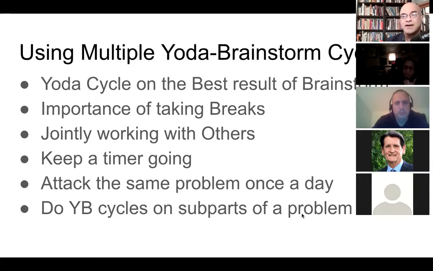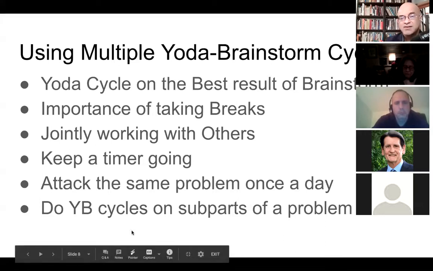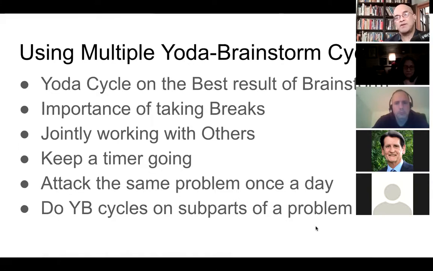The other point that Kevin was making is that you can bring these cycles to bear on subparts of the problem. Many times, for example, if I'm saying, okay, how should I expand the meetups in 2021? I have 4 or 5 different things I'm doing, and I can look at it. I can do Yoda-Brainstorm cycles on how am I going to expand, and keep doing that. That's one way. The second, that would be attack the same problem once a day. I can also say, okay, there are these 5 parts of it.